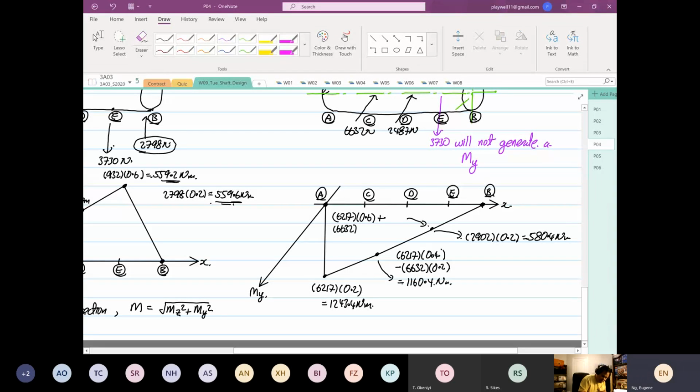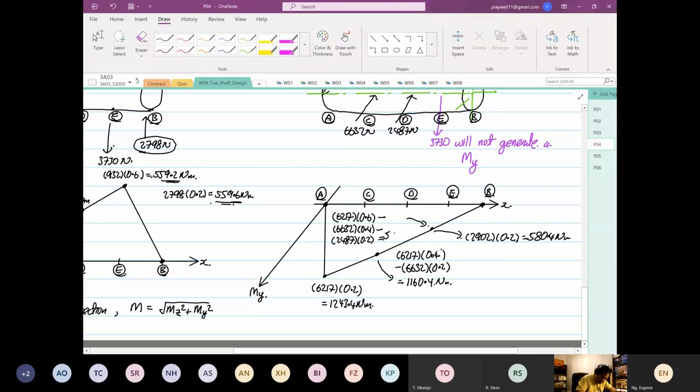0.32. Sorry, minus, because it's the opposite direction. Okay, minus 0.4, minus 2487. So the answer will be the same, right? 6217 times 0.6 minus 6632 times 0.4 minus 2487 times 0.2 is equal to 6217 times 0.6 minus 6632 times 0.4 minus 2487 times 0.2, 580.